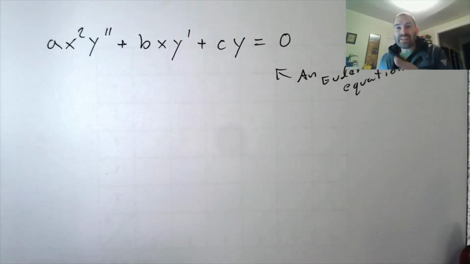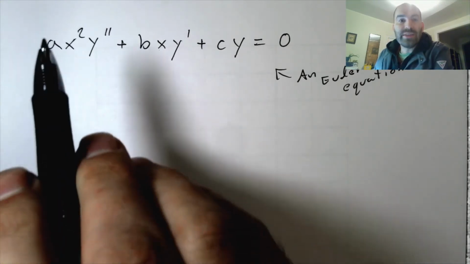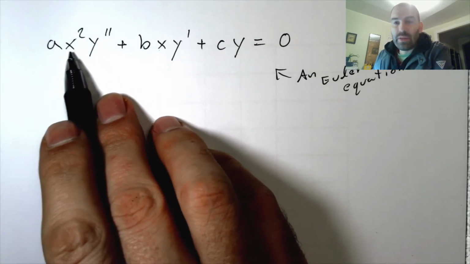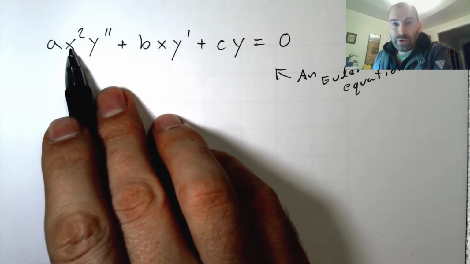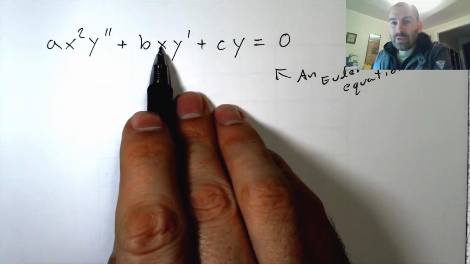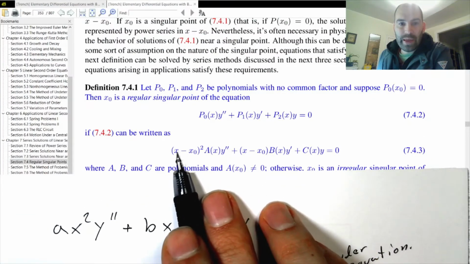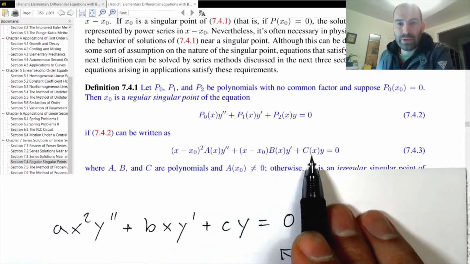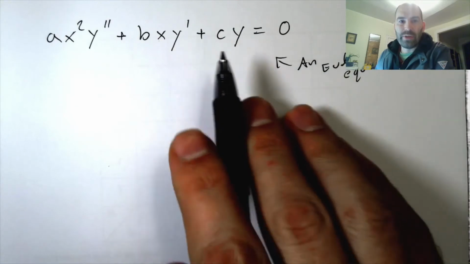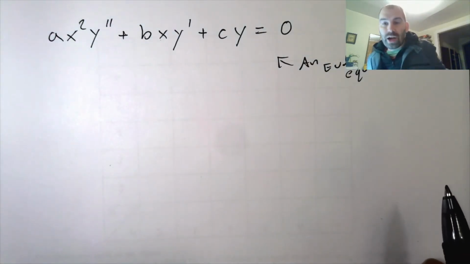Now, this has a regular singular point at 0. Right? 0 is a regular singular point because this is a second order polynomial of degree 2 with 0 as a root. This has 0 as a root, just like they were describing here. It's x minus 0 squared times some polynomial, x minus 0 squared times some polynomial, etc. In this case, our polynomials are just constants.